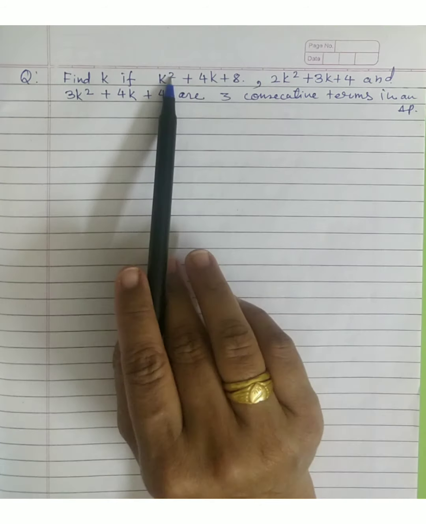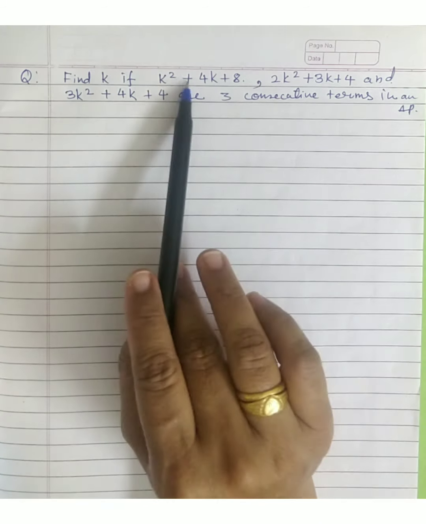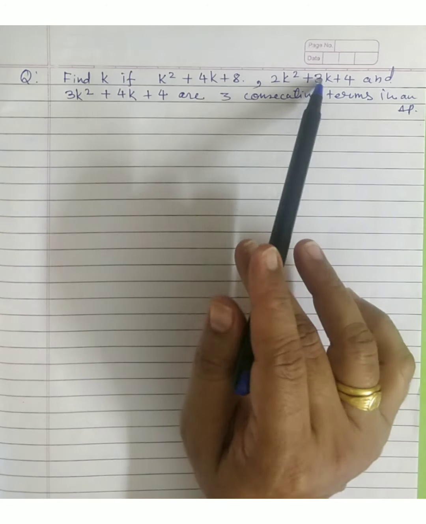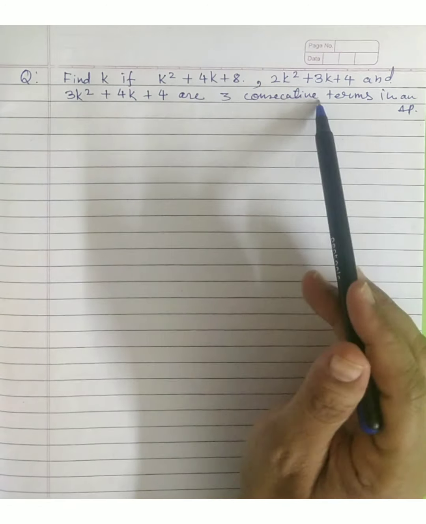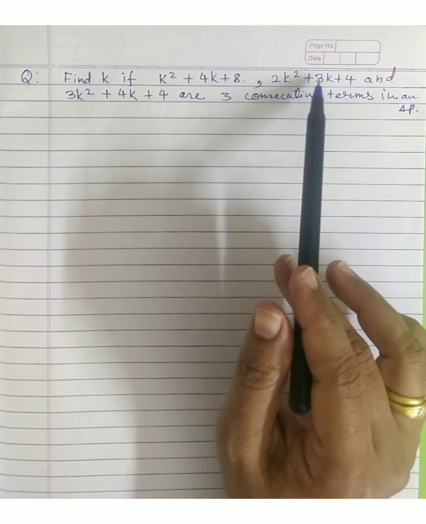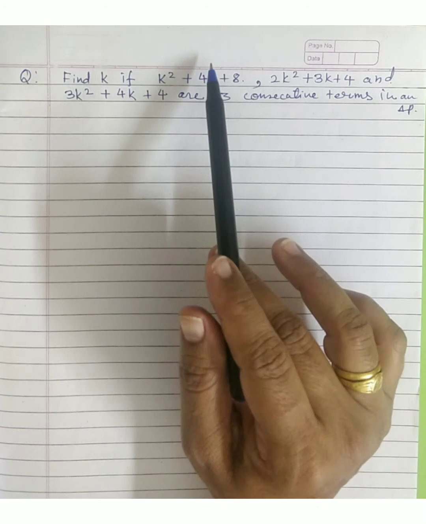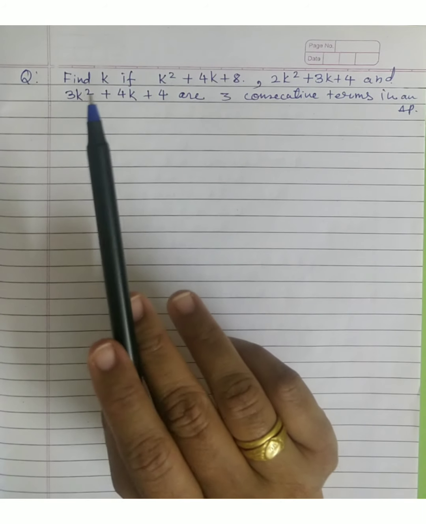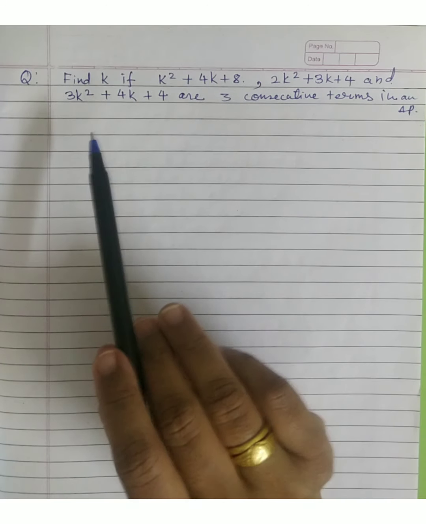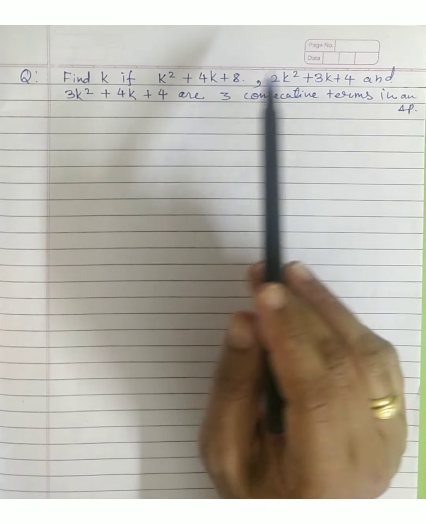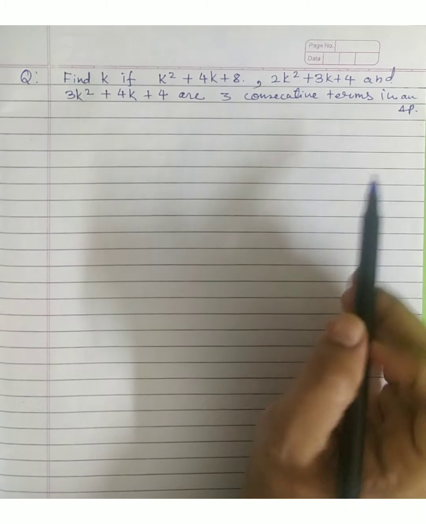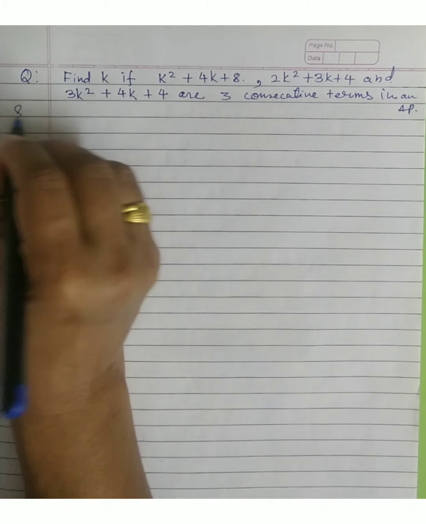How will you find, children? The rule we will use here again: the difference between the 2 consecutive terms remains a constant. Here we are not checking whether it is an AP or not. There is already an AP given to us. That means the difference of T2 and T1 must be equal to T3 and T2. We are going to equate the two differences here. So how do we write the steps?